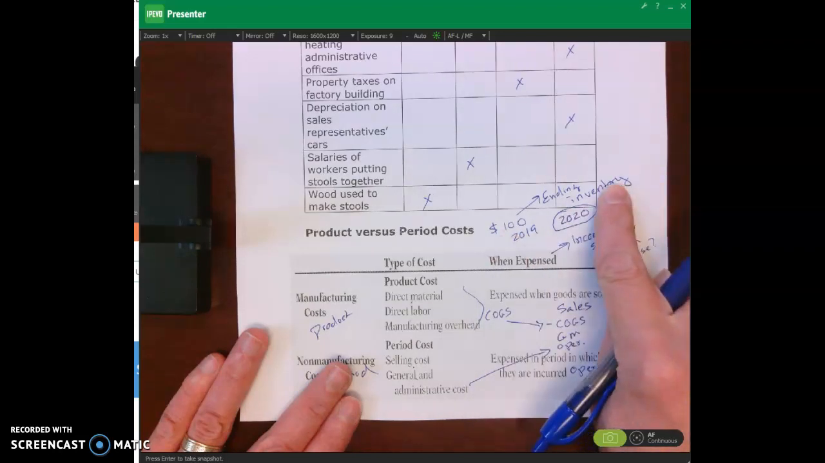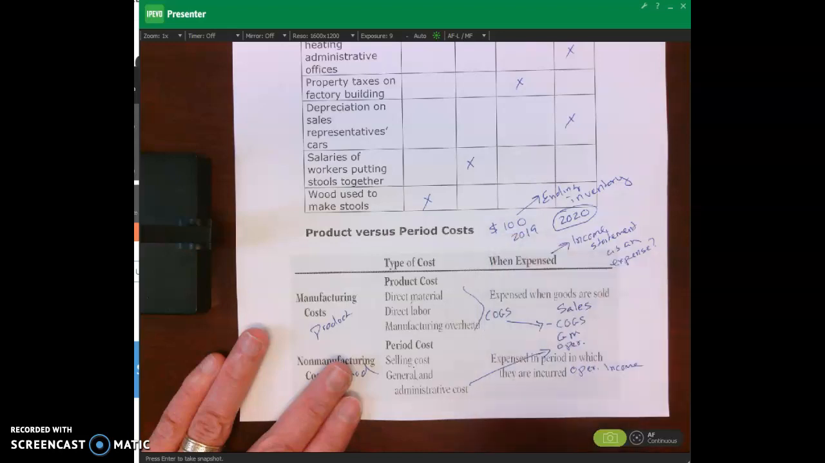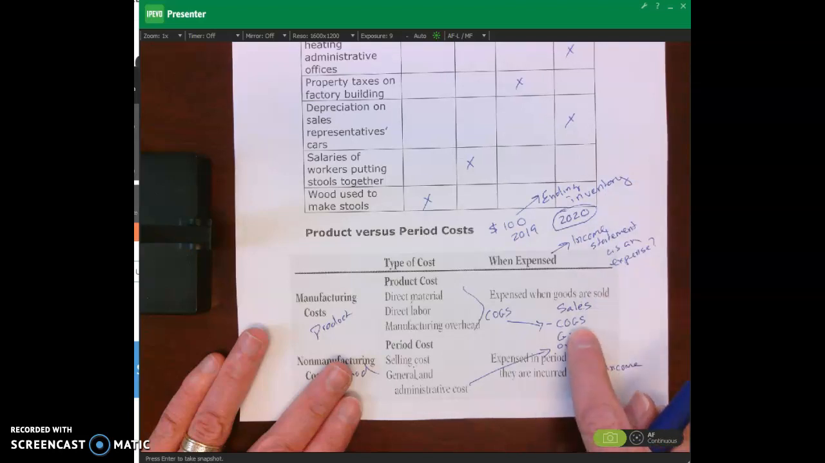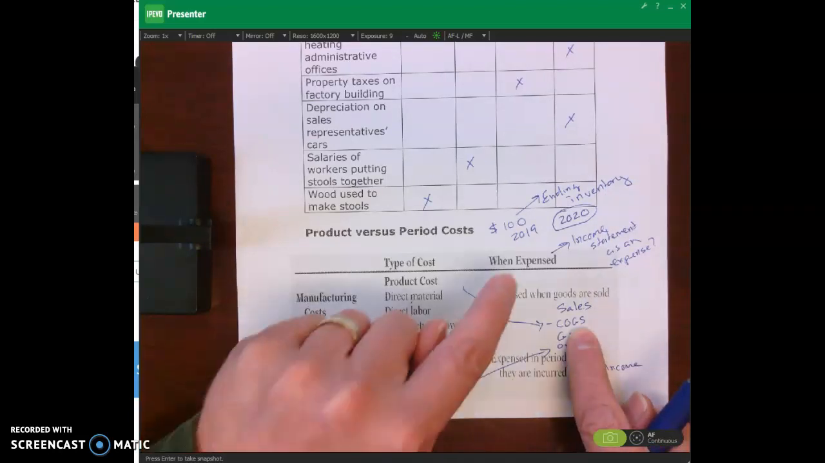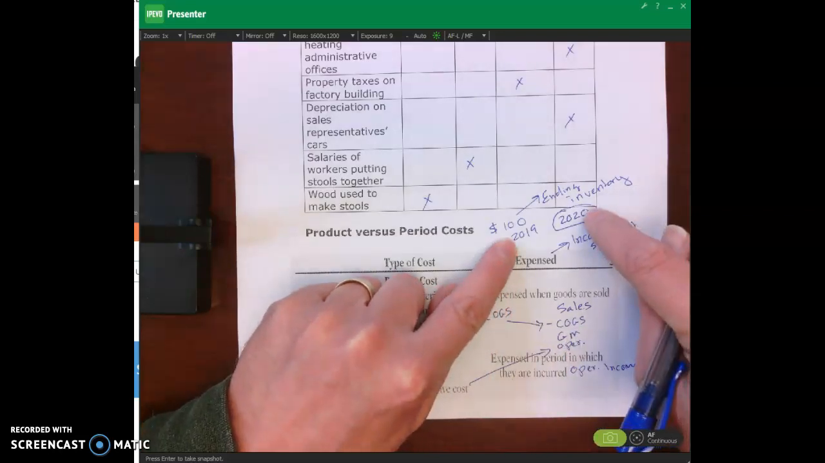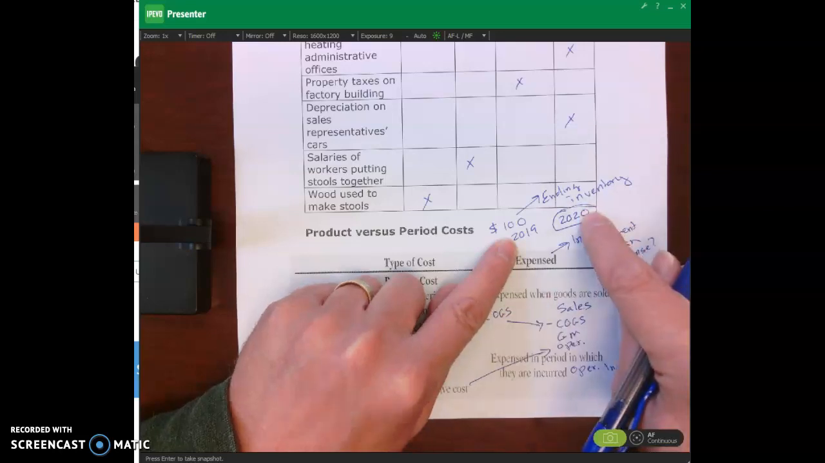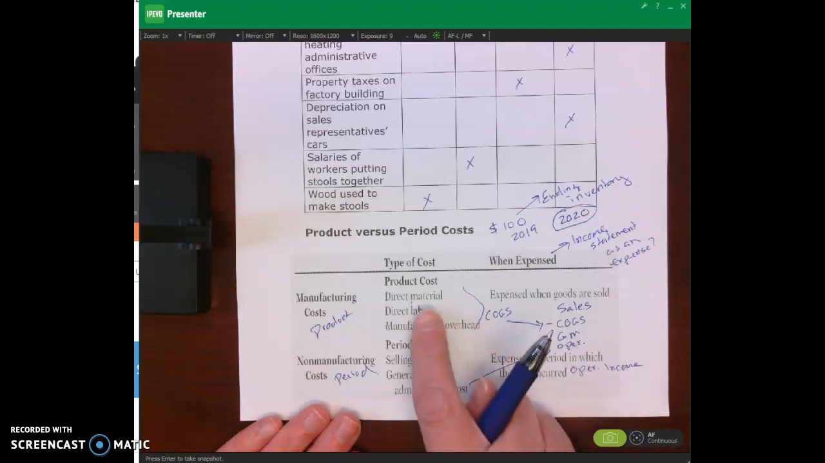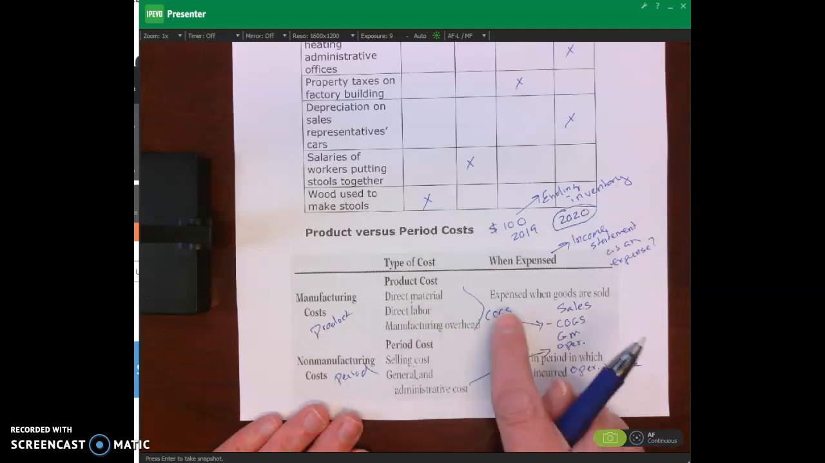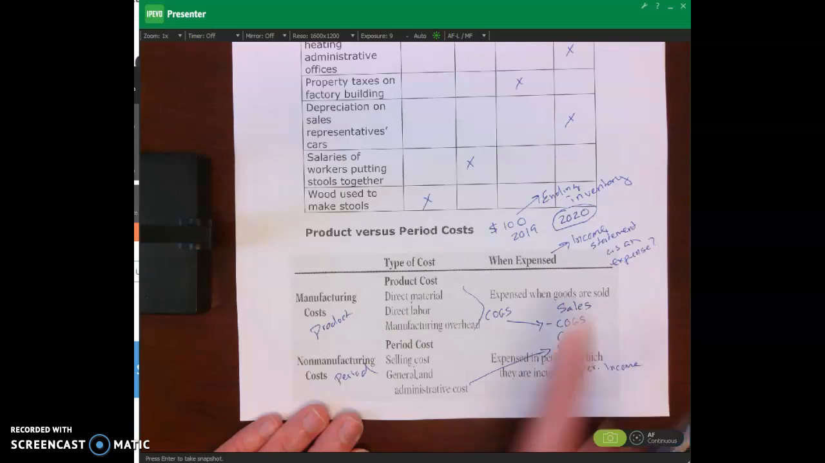So it shows up in my ending inventory in 2019, the value of $100. Then when I sell it, it moves from ending inventory to the income statement in the form of cost of goods sold. I incurred the cost in 2019, but it doesn't show up on the income statement. That is, it's not expensed until 2020.